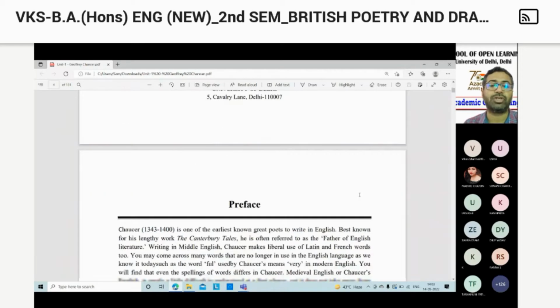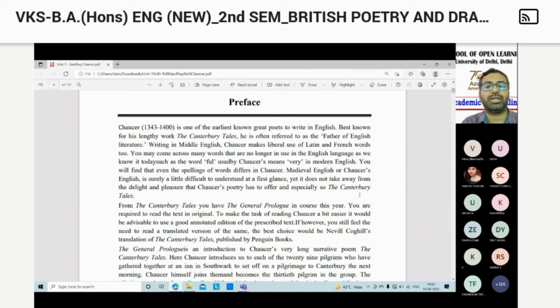There's a brief introduction of Chaucer, who is known as the father of English poetry, because from him great English poetry started. His best known work till date is, of course, the Canterbury Tales. Chaucer, whose time span was from 1343 to 1400, is one of the earliest known great poets to write in English. Best known for his lengthy work, The Canterbury Tales, he is often referred to as the father of English literature and also the father of English poetry, because he created one of the best things in English literature, that is the Canterbury Tales.